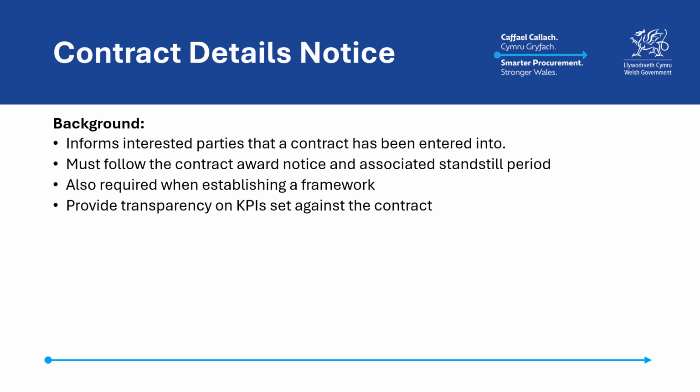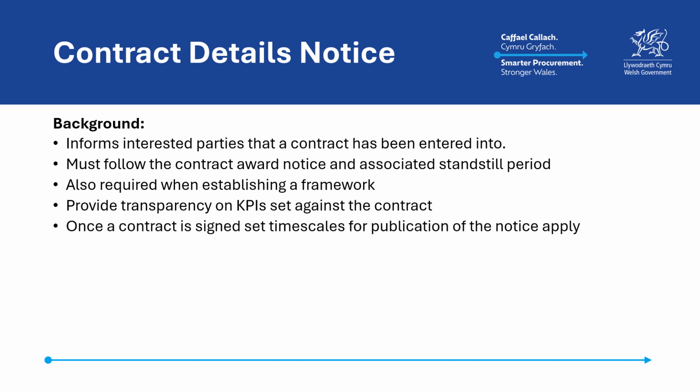Before entering into a public contract with an estimated value of more than £5 million, a contracting authority must set at least 3 key performance indicators in respect of the contract. These should be detailed in the contract details notice to provide visibility on the indicators against which the contract is being assessed.